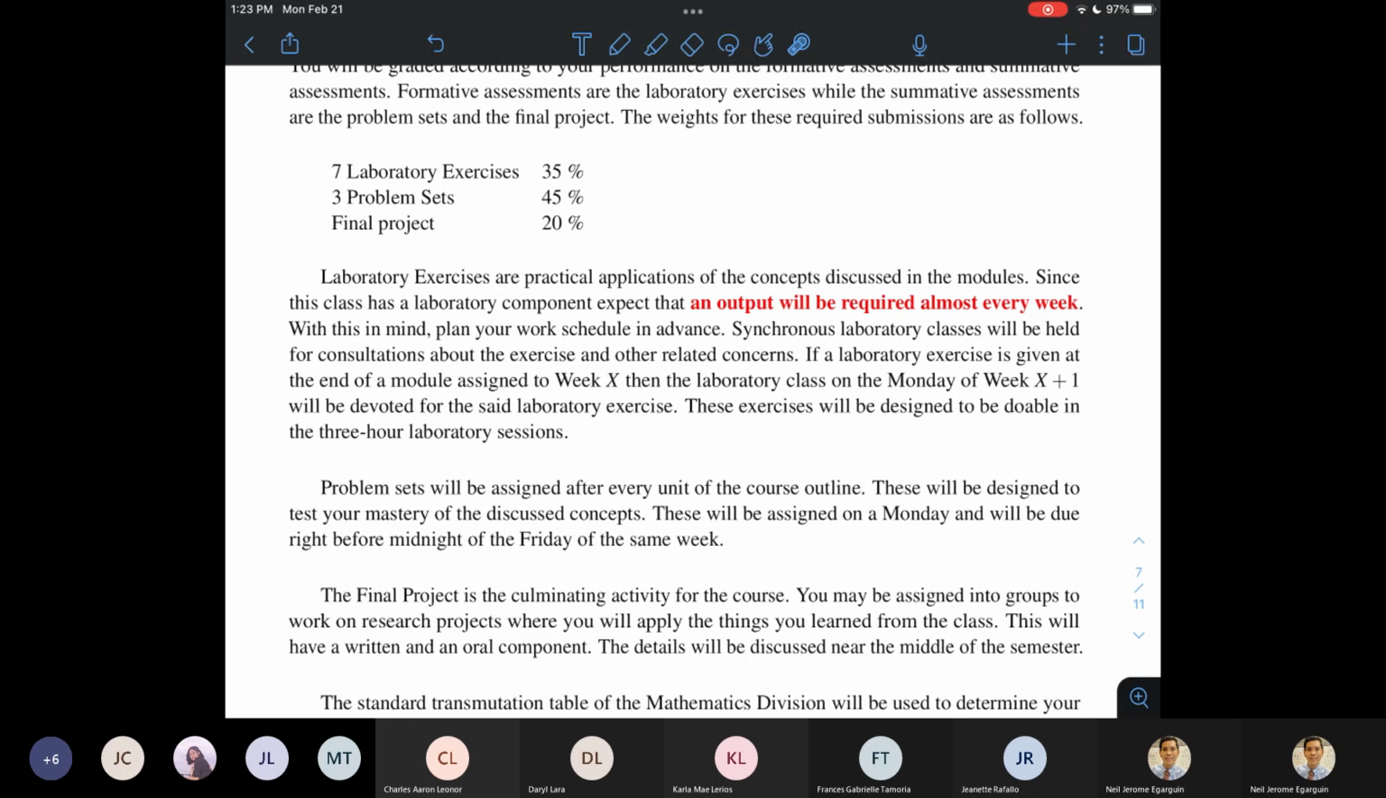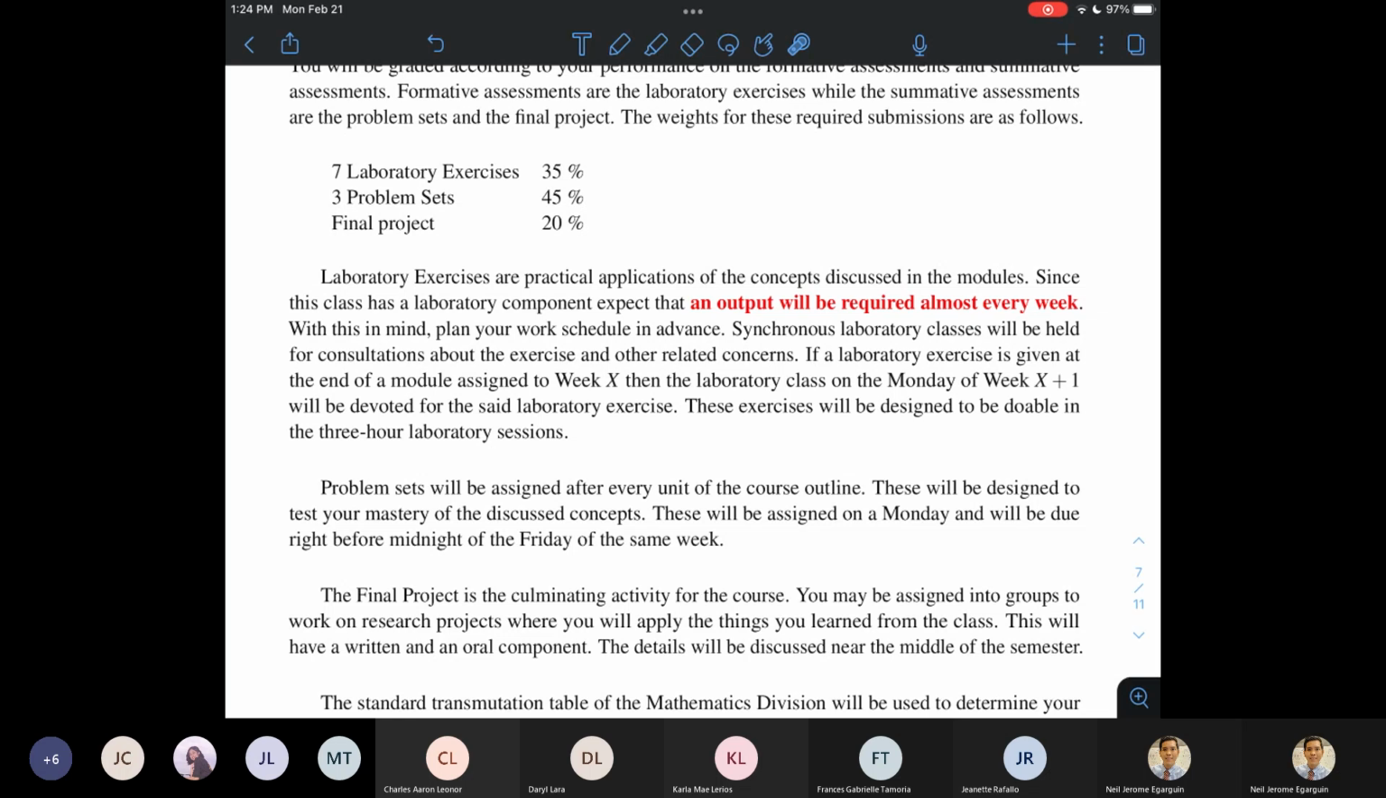So you have lab 1 to 4 every Monday. When you enrolled in the course, you saw that it has a laboratory component for a reason, because you are really expected to have an output for that day or for that laboratory session. So we are having lab exercises 1 to 4 every Monday. Ideally, that's when you will do the lab exercises.